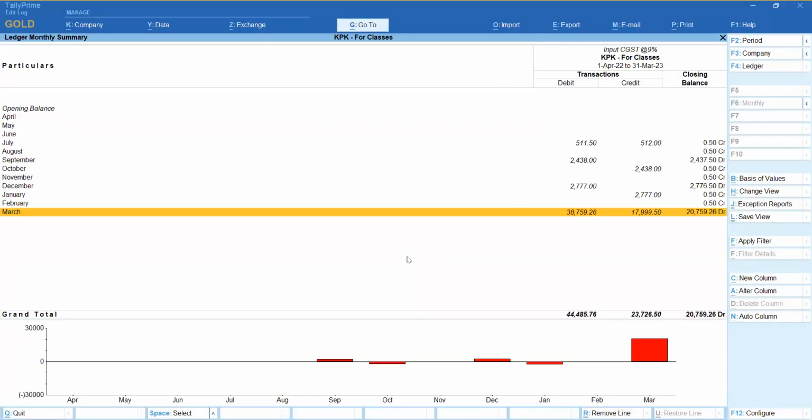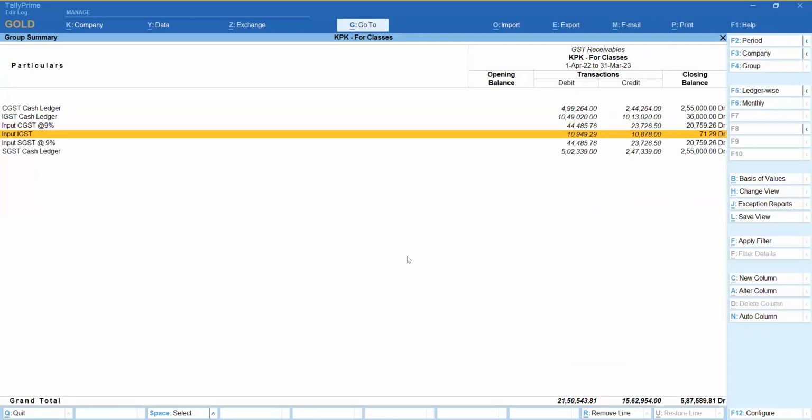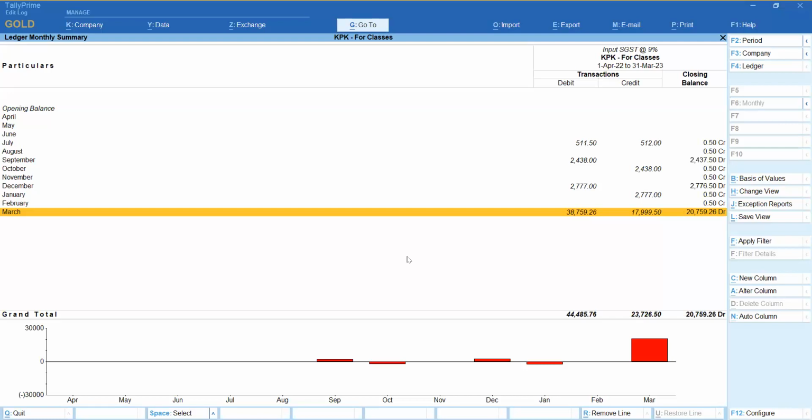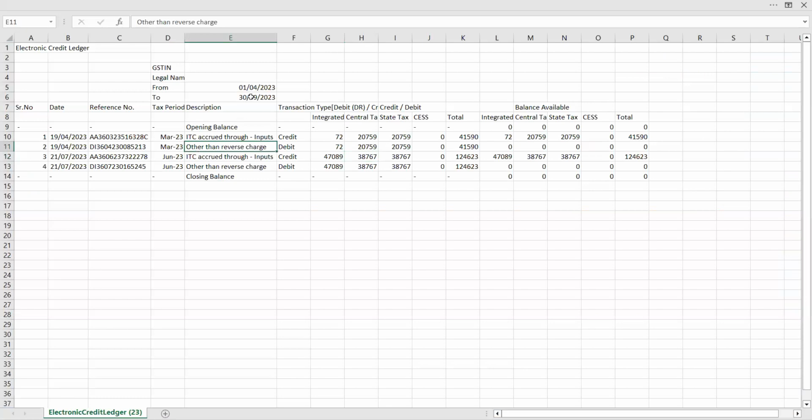you see here CGST 20,759 is there. Same way, 20,759, I have SGST also in Tally. So if you see, this will get reflected only in the April 23 ledger because the transaction date is 19th April. But whatever I am claiming on 19th April is the balance of my March 23. Then only I will be able to claim.